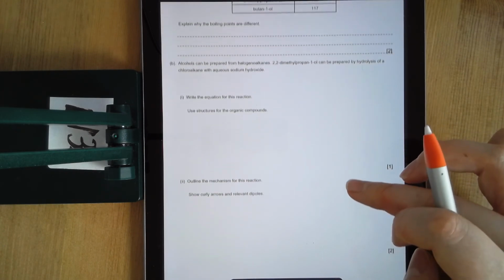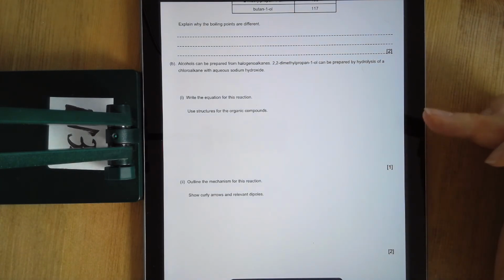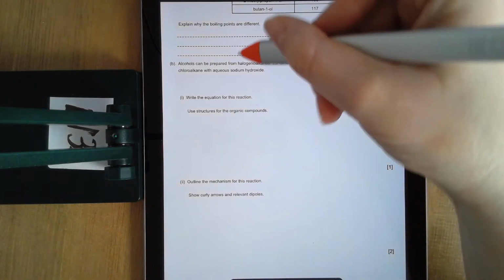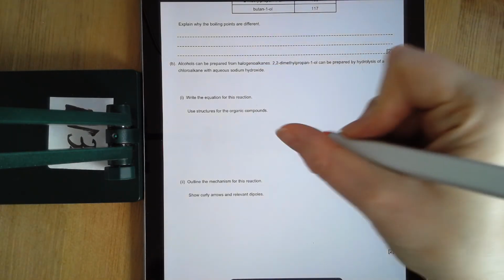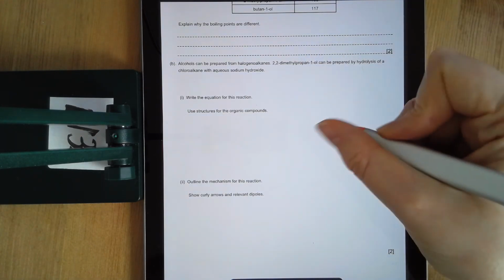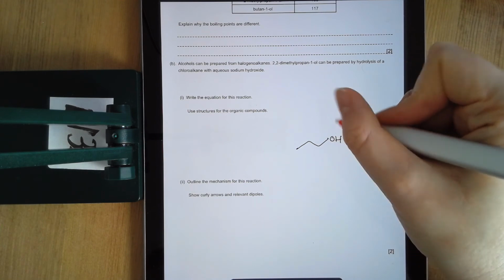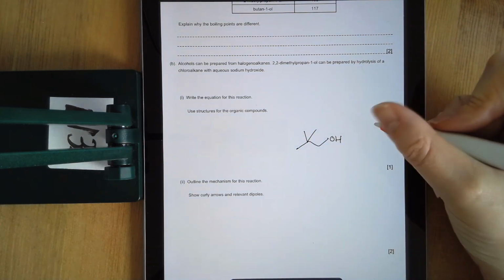20. I'm just going to flick through. Oh, actually, this one I'm going to do for you because it originally looks really difficult and it's actually not that bad. Write an equation for this reaction. Okay, so you're saying that you are preparing 2,2-dimethyl-propan-1-ol. So I'm just going to draw that from the start. Propan-1-ol. I've got 3 carbons and I've got an OH and it's 2,2. So it means I've got 2 methyl groups, okay?